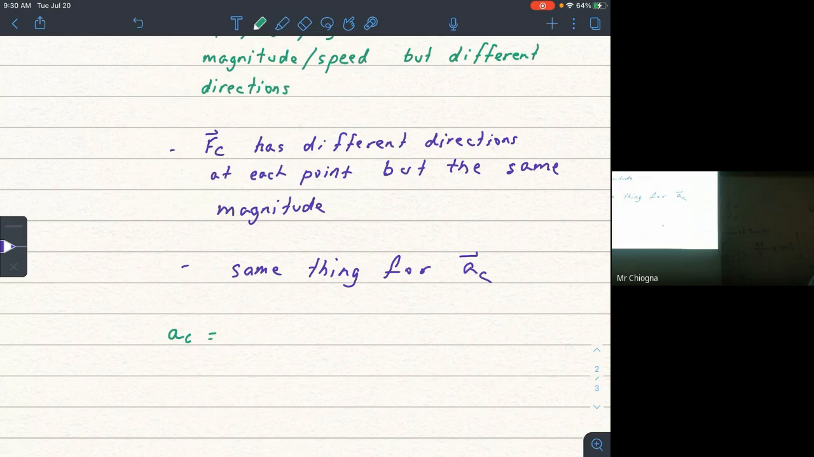That's your centripetal acceleration. And your centripetal force is just multiply that by the mass.